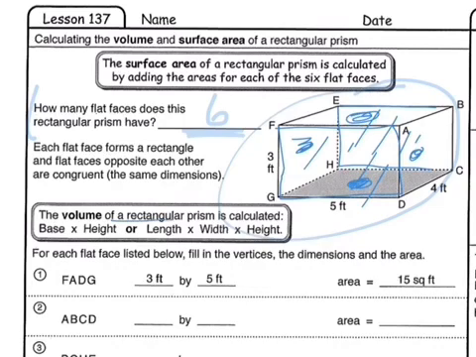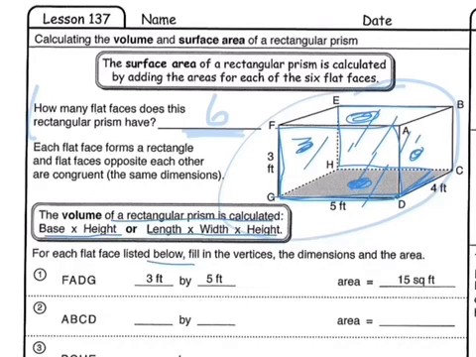The volume of a rectangular prism is calculated base times height, or length times width times height. We have to multiply this side times that side, and then multiply that times the height. Right? Okay, so that's just a reminder on volume. Let's take a look at the questions down here below. For each flat face listed below, fill in the vertices, the dimensions, and the area.